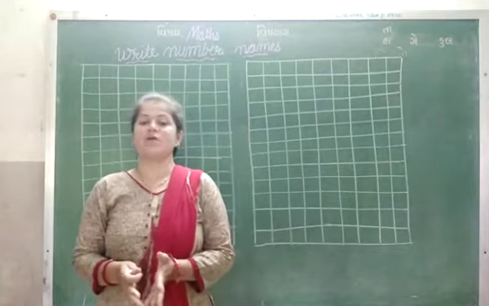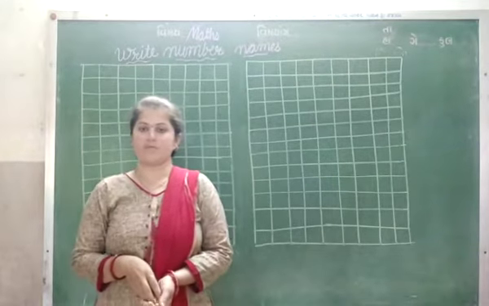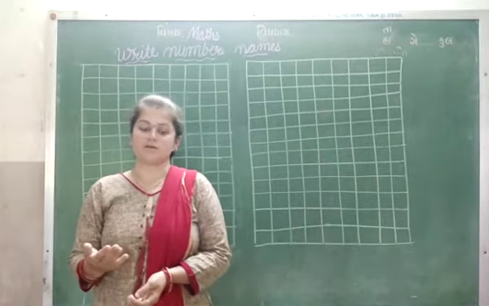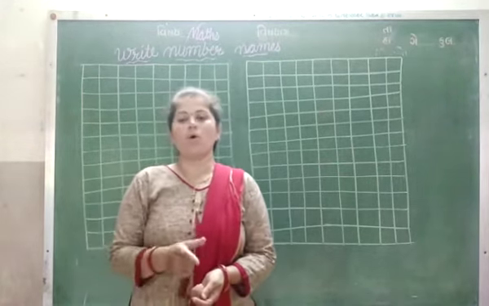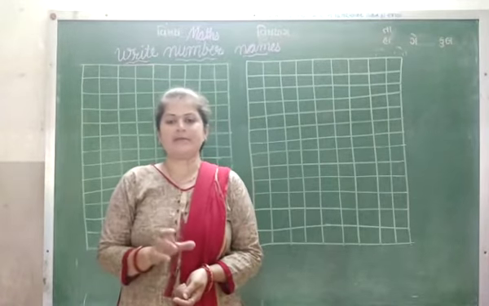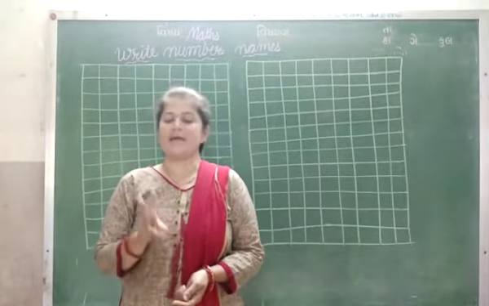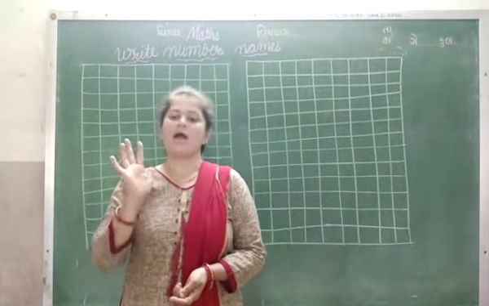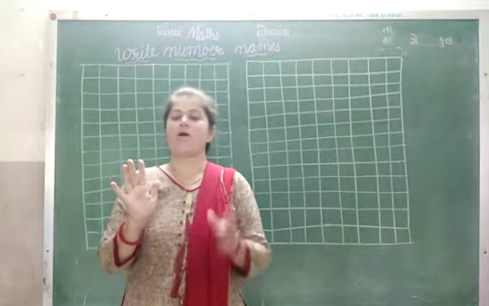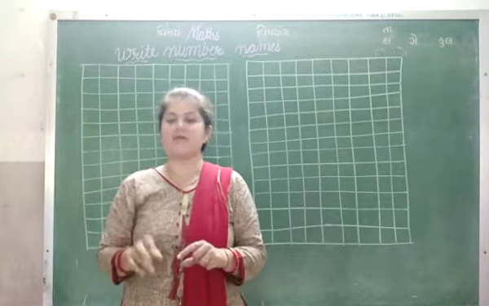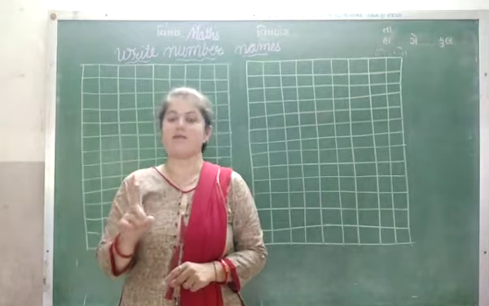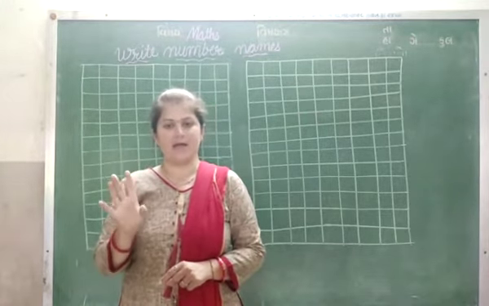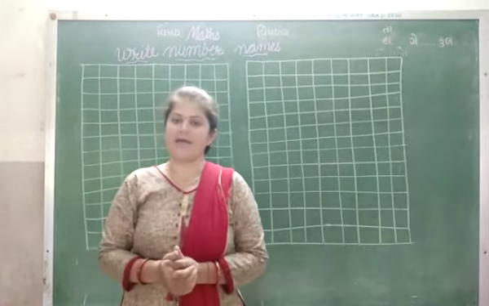First we will speak spelling of 1 to 10. In the last class we spoke 1 to 10 of spelling. O N E 1, T W O 2, T H R double E 3, F O U R 4, F I V E 5, S I X 6, S E V E N 7, E I G H T 8, N I N E 9, T E N 10.